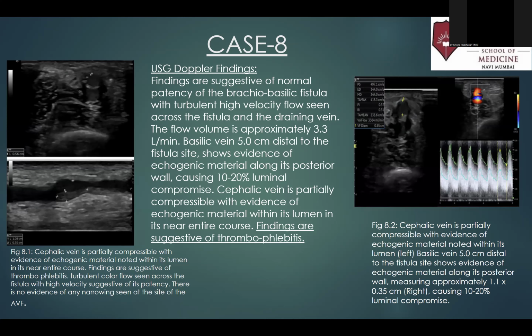The basilic vein, 5 centimeters distal to the fistula site, showed evidence of echogenic material along its posterior wall, causing 10 to 20% luminal compromise, which was suggestive of thrombophlebitis. The cephalic vein was partially compressible with evidence of echogenic material.